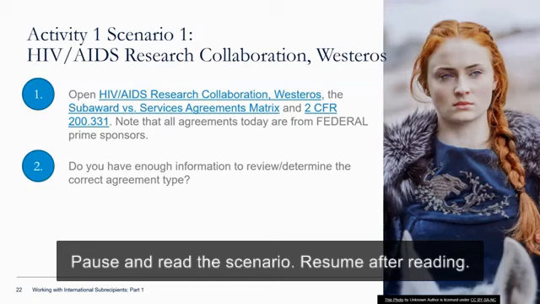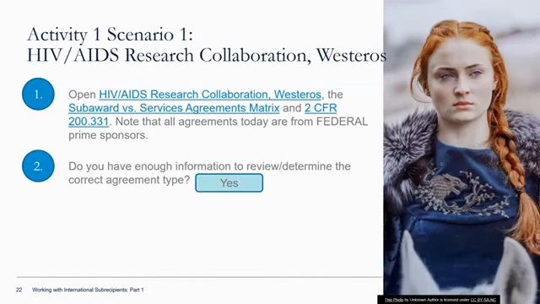Based on that HIV/AIDS research collaboration in Westeros, do you think that you have enough information to review to determine the correct agreement type based on what is provided to you in that scenario that I shared? So the answer in this case is yes, we really do have enough to look at this and think about what the appropriate agreement type should be. And we will go through it in a little bit more detail on the next slide. But before I give you my answer, what do you think the appropriate agreement type is?